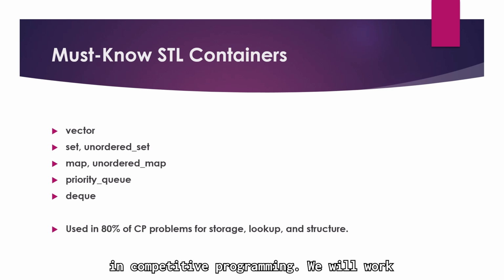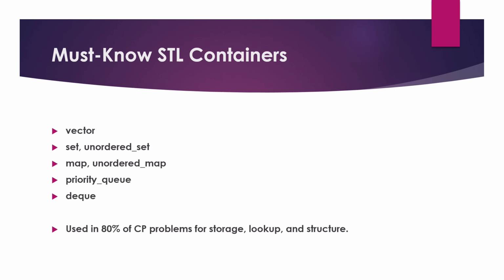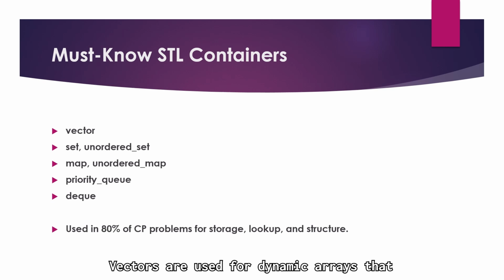In competitive programming, we will work with a set of key containers that should be part of our toolkit. This includes vectors, sets, maps, unordered maps, and priority queues. Let's break them down. Vectors are used for dynamic arrays that can grow or shrink in size, perfect when we don't know how many elements we need at the start. Sets and unordered sets are collections with no duplicates, while unordered sets provide faster access via hashing, especially useful for problems requiring fast membership checks.